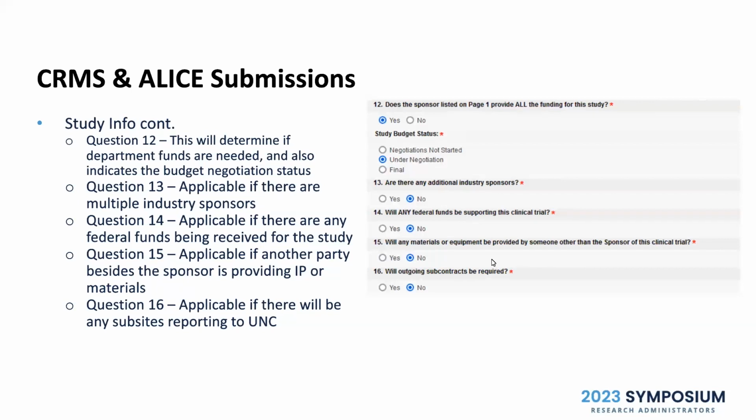Will any materials be provided by someone? Will they be providing cells? Will they be providing equipment? Not the sponsor or the CRO. This would be a third party entity. And will outgoing subcontracts be required? That's if UNC is going to be the primary site and, for instance, Duke might be a subsite under us. That's when you would select yes for that.